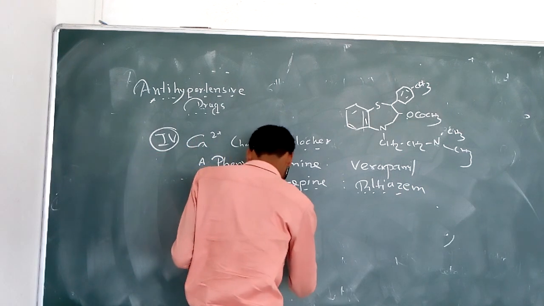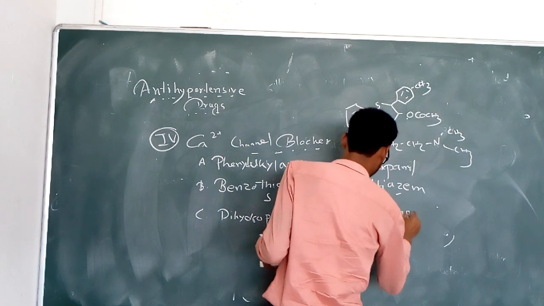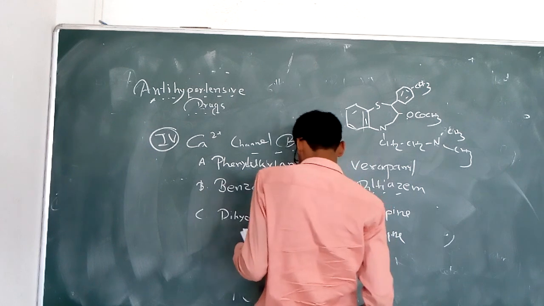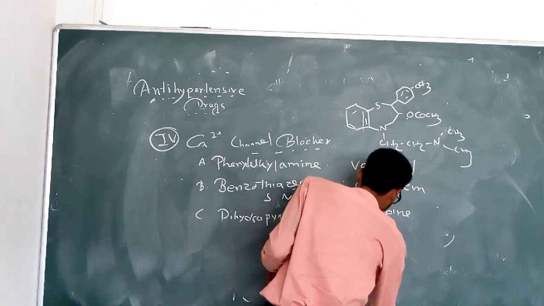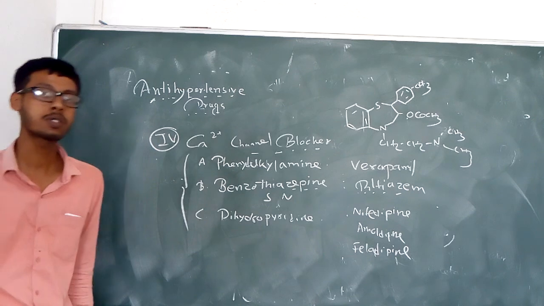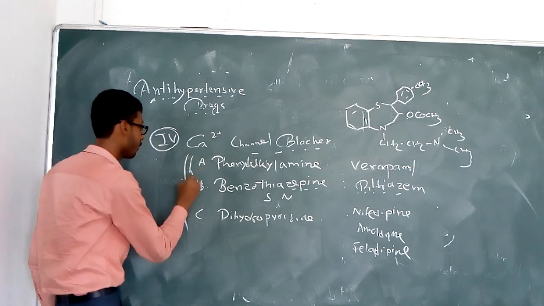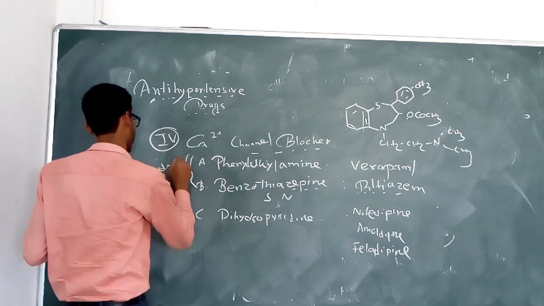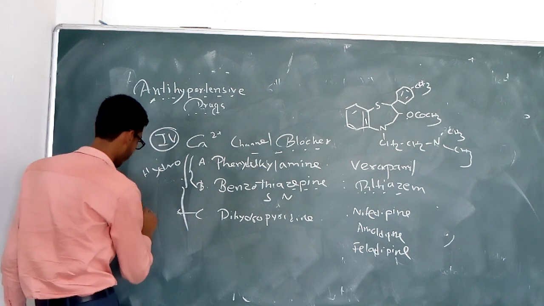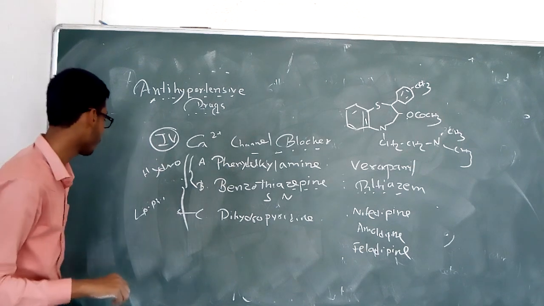The examples of this drug are nifedipine, amlodipine and felodipine. The important thing is that among these three drugs, A and B are hydrophilic in nature, and hydrophilic means water soluble, and C is lipophilic in nature. Lipophilic means lipid loving or lipid soluble, that is, not water soluble.